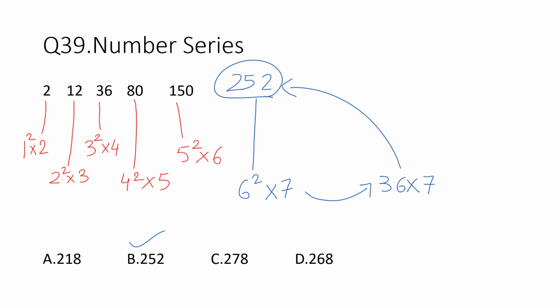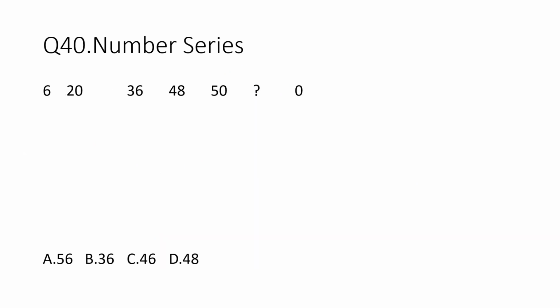Now coming to the next question, let's see what the next question is. इसको आप निकालने की कोशिश करो. This question is quite dear to me, क्योंकि इससे एक नई चीज पता चलती है कि आपको क्या देखना चाहिए. Now this series, if you see 6, 20, 36, 48, 50, then what should come in then? 0. This is slightly weird.